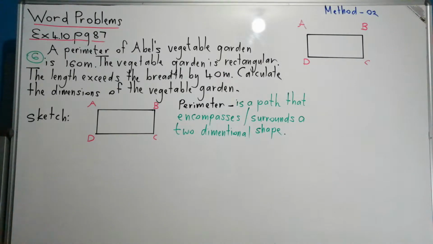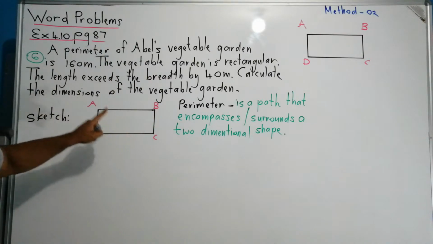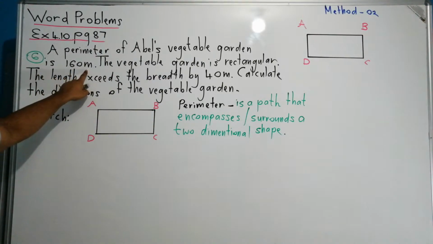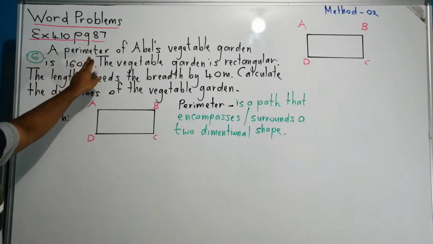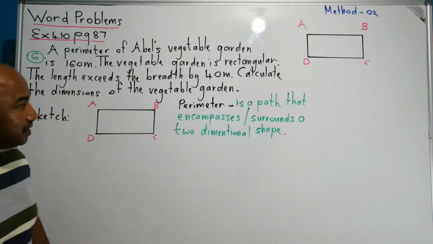Example number 6. The perimeter of Abel's vegetable garden is 160 meters. That is the first sentence. Straight away we come across the word perimeter. Okay, so what does perimeter mean?